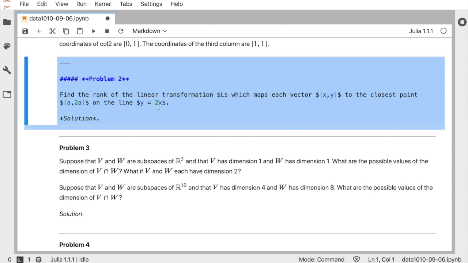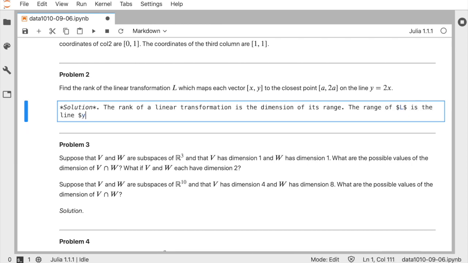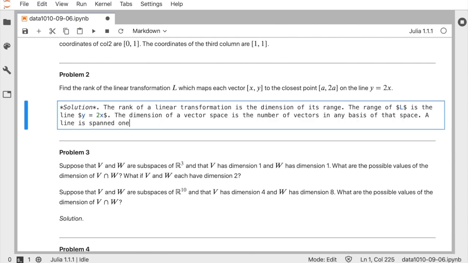And to recall some definitions, we can say the rank of a linear transformation is the dimension of its range. And the range here is a line. And a line has 1 dimension. If we want to break that down a little bit though, the dimension of a vector space is the number of vectors in any basis of that space. And a line is spanned by a single vector, any non-zero vector in that line. So its dimension is 1.